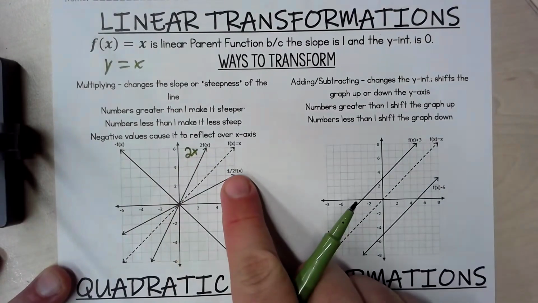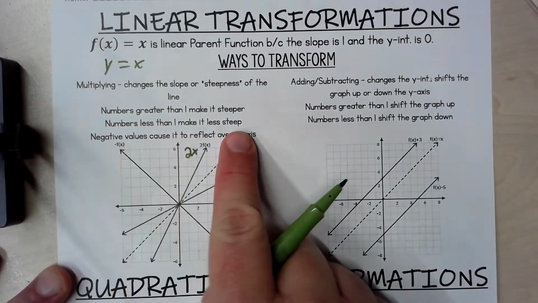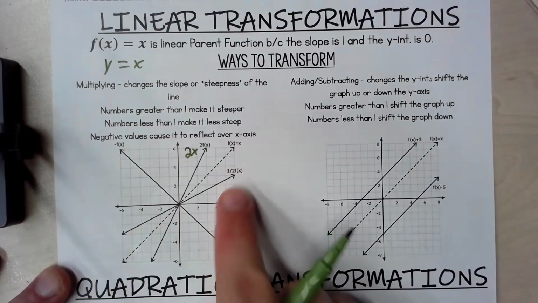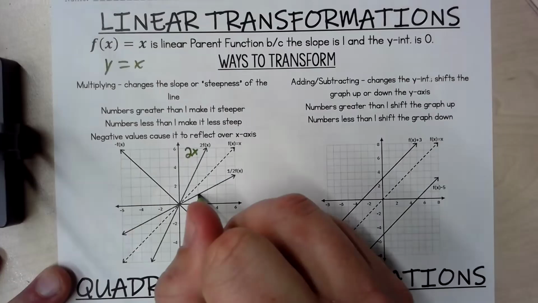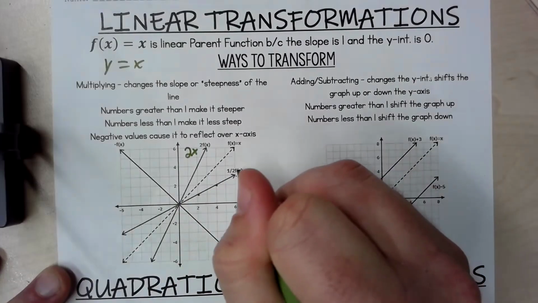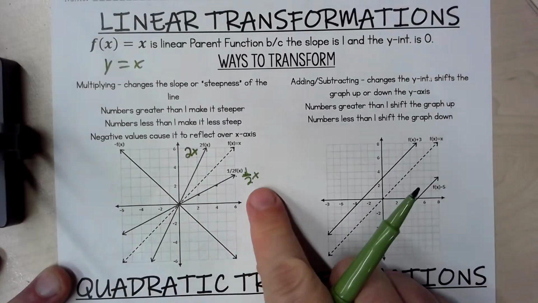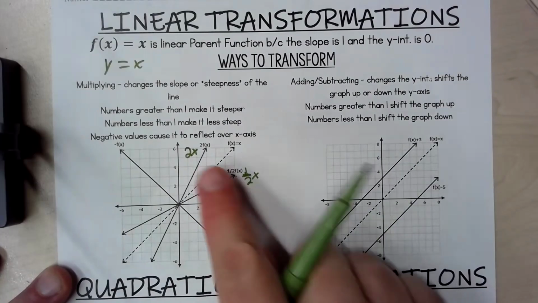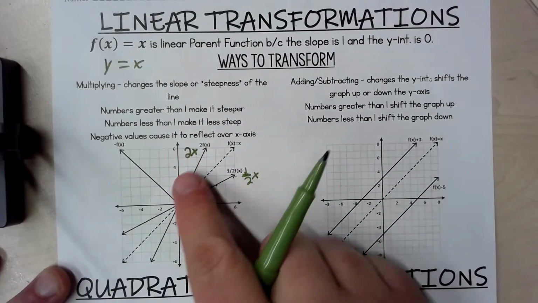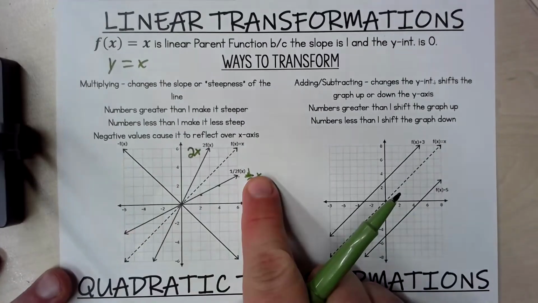Same thing here, 1 half f of x. Well, if our number is less than 1, it makes it less steep because now our slope is 1 half. So I go up 1 over 2, up 1 over 2, up 1 over 2. Again, if f of x equals x, this just means 1 half x. So again, multiplying just changes the slope. Bigger numbers make it steeper, smaller numbers make it shallower.